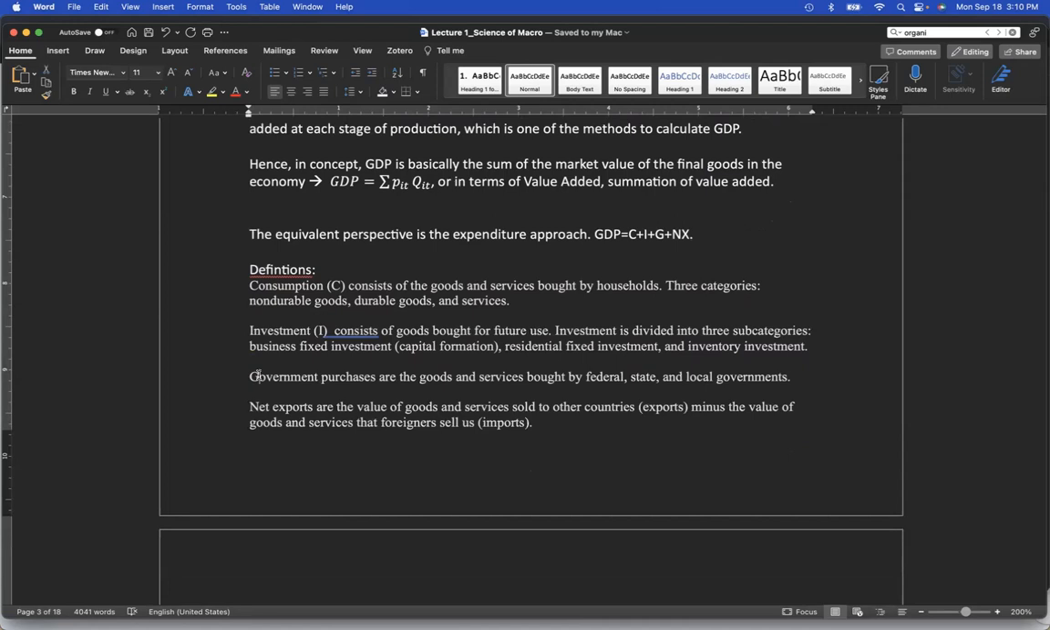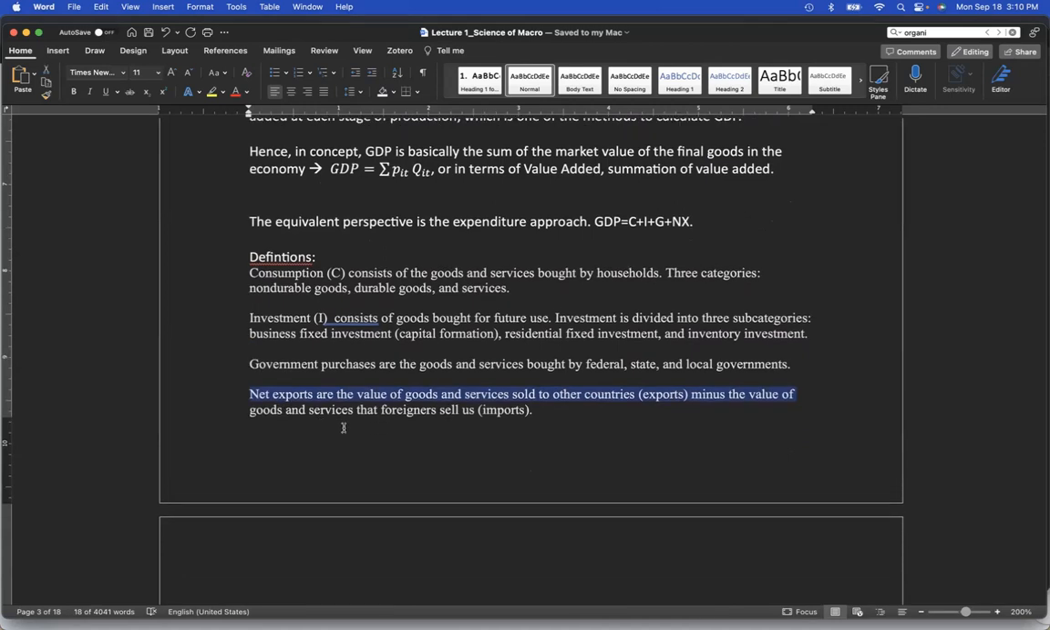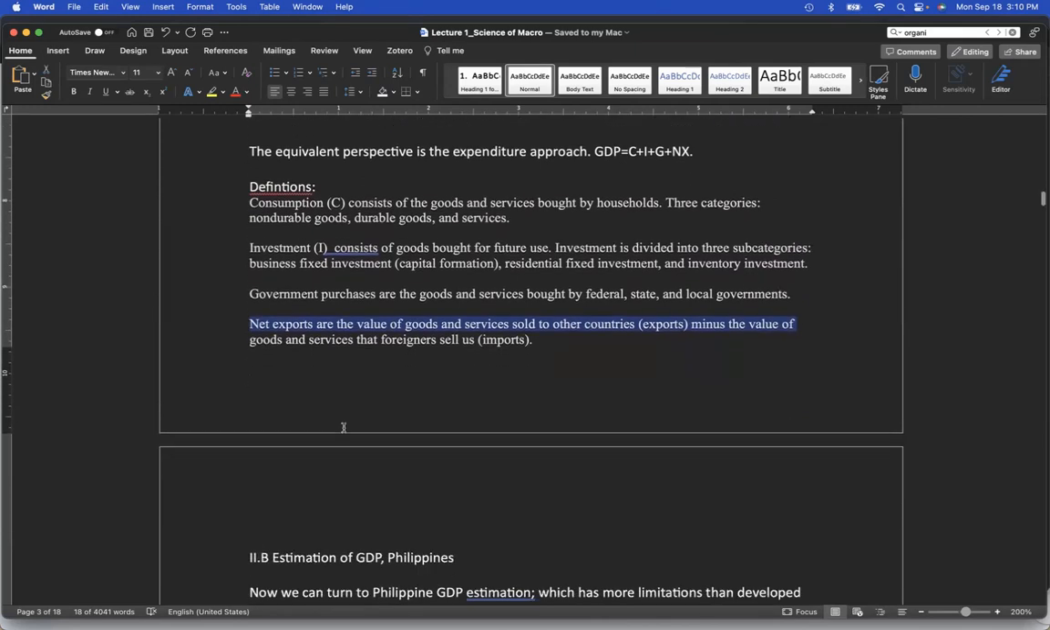G in the expenditure approach is government consumption and investment naman. Government purchases are the goods and services bought by federal, state, and local governments. Now, net exports is the value of goods and services sold to other countries. So it's exports minus the goods and services that foreigners sell us.